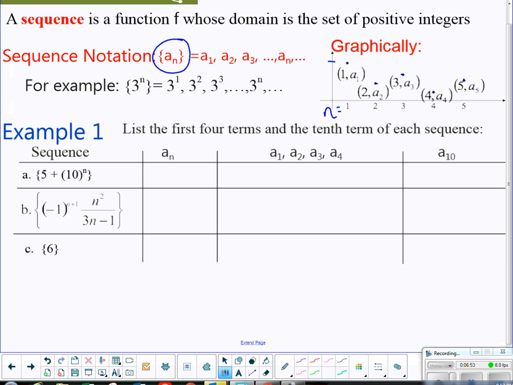So let's just practice. A sub n, if we want to write the rule of sequence, would be 5 plus 10 to the nth power. My first term, I would put 1 in, which would be 5 plus 10 to the first, or 15. My next one, I'd put a 2.